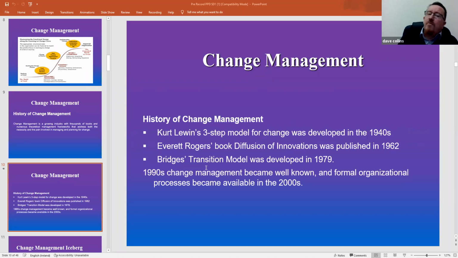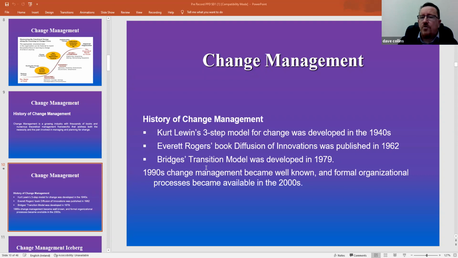Okay, so we're starting off with the history of change management. Kurt Lewin's three-step model for change was developed in the 1940s. Everett Rogers' book, Diffusion of Innovations, was published in 1962. Bridges' transition model was developed in 1979. In the 1990s, change management became well known, and formal organizational process became available in the 2000s.